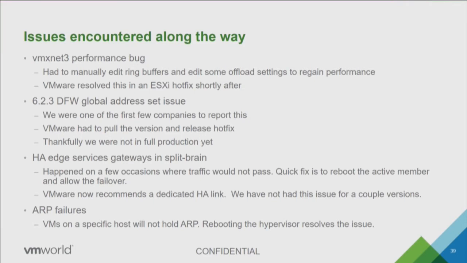We were one of the first couple customers to come across the 6.2.3 global address set issue for the distributed firewall. This was the version that they had to pull down. They released a hotfix for the few people that had already downloaded and installed it, and then they came forward to resolve all these issues. Basically, anytime you would make a change in the DFW rule set, massive chunks of traffic would drop off.